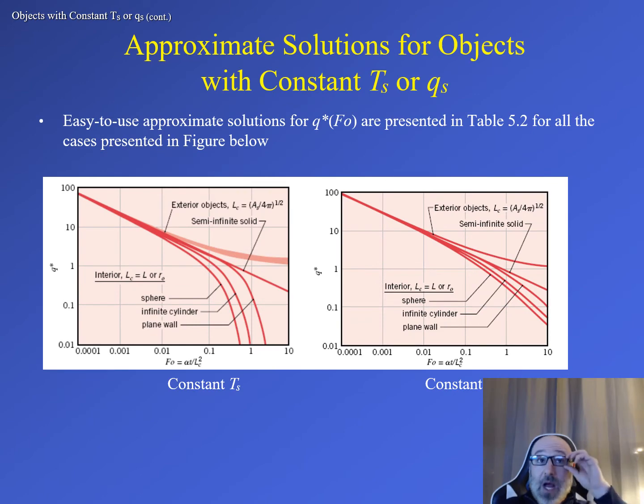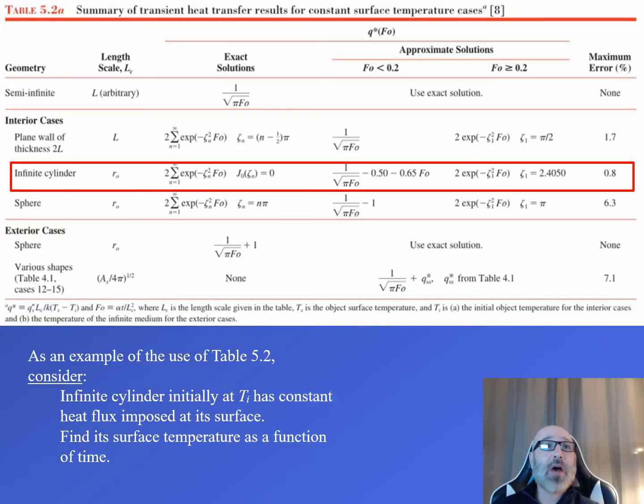So we're talking about some approximate solutions for these objects with our constant surface temperature, constant heat rate right here. We can use our table 5.2. This gives us some easy to use approximate solutions for this Q star times our Fourier number, so our dimensionless heat rate times our dimensionless time. These are presented in that table for all the cases from these figures below. So rather than looking at these just from the figures, we can now go to that table 5.2. So now let's go to our table 5.2.